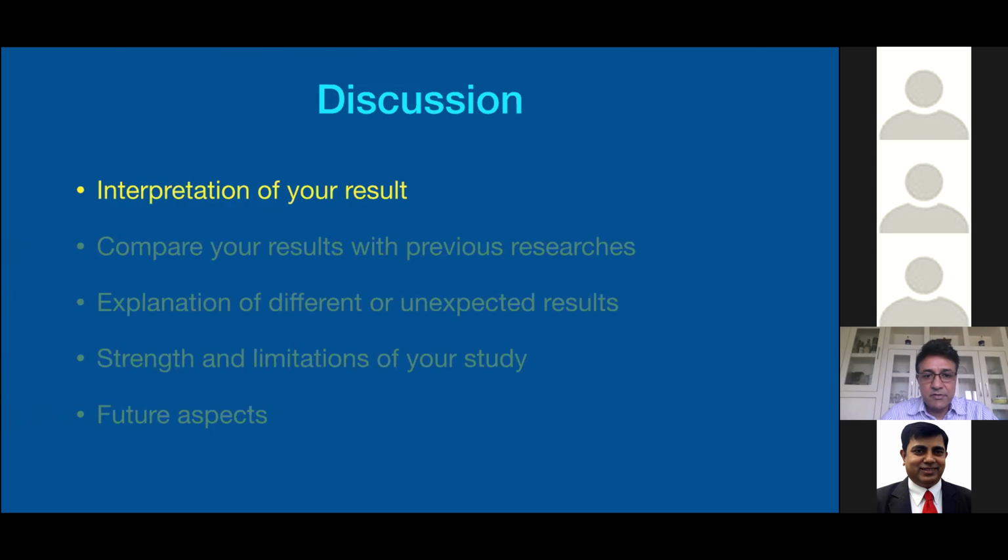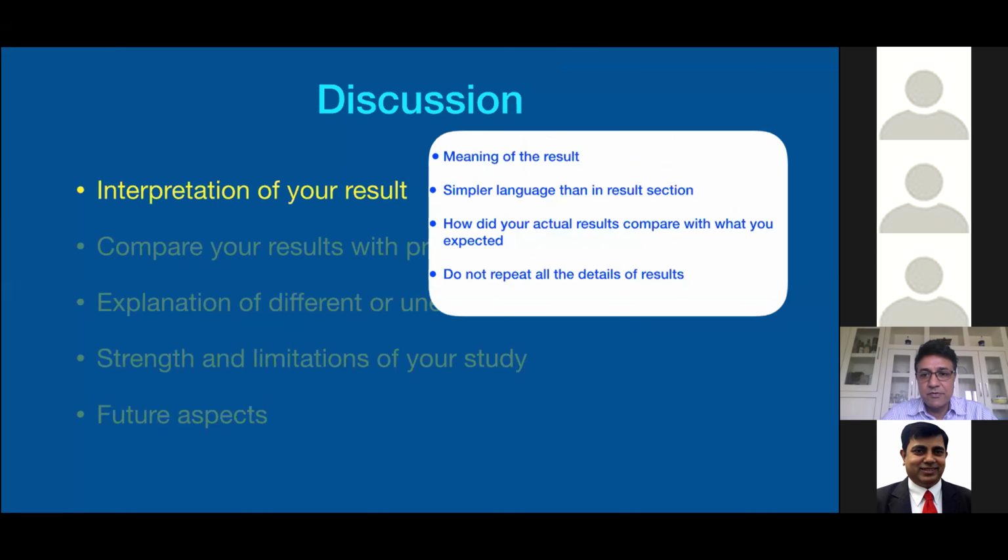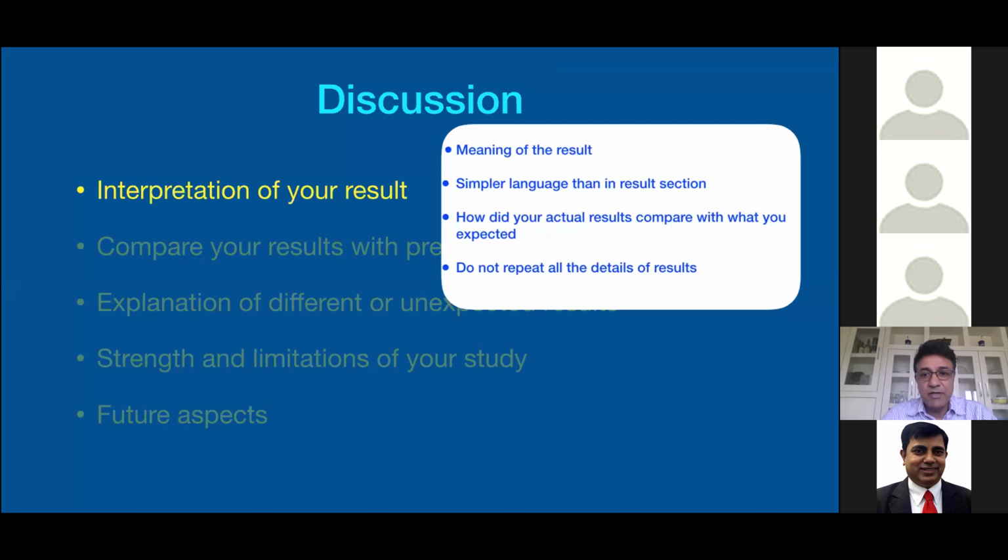And interpretation of your result, how you do it. What does it mean? That's the meaning of your result. The result shows that some tables, some parameters are there, graphs are there, but what does it mean? It is written in discussion. You have to describe it. What does it mean? And it should be in simpler language than in the result section.